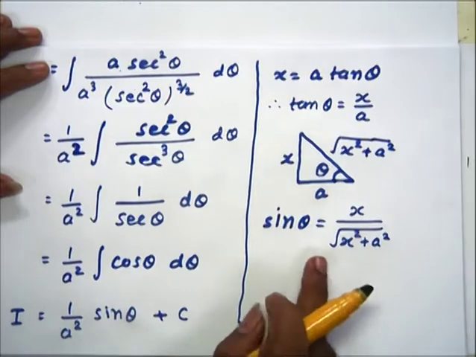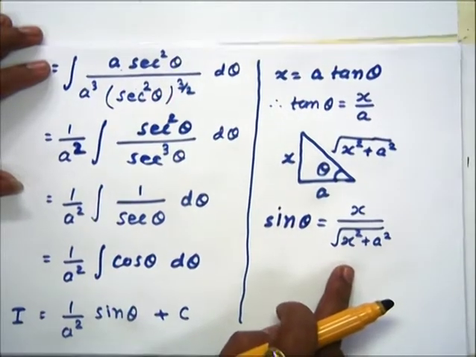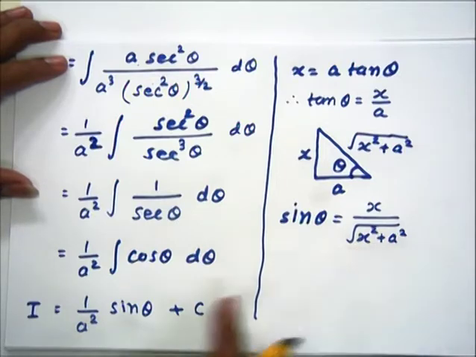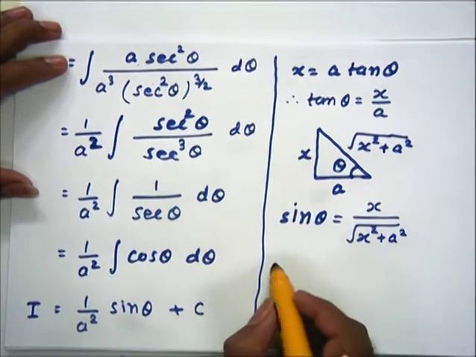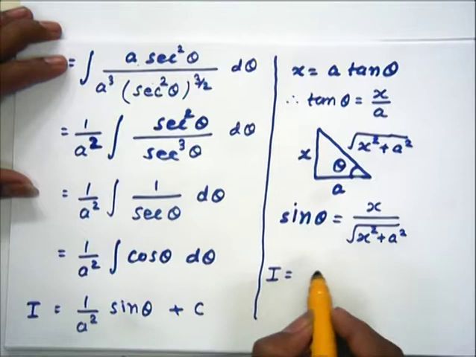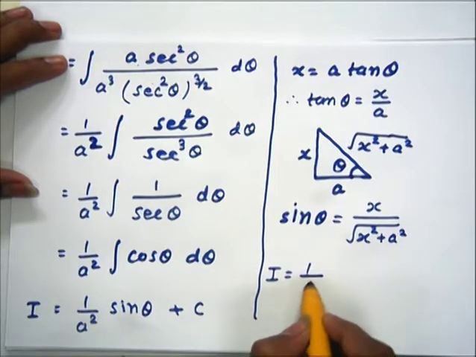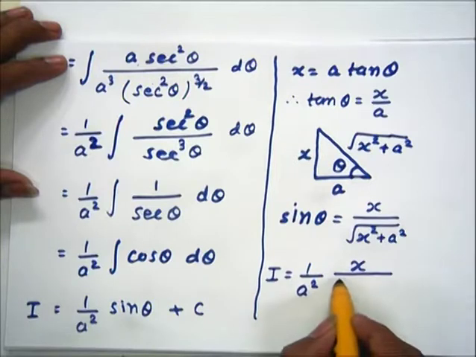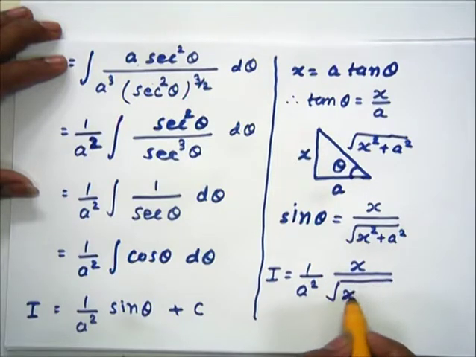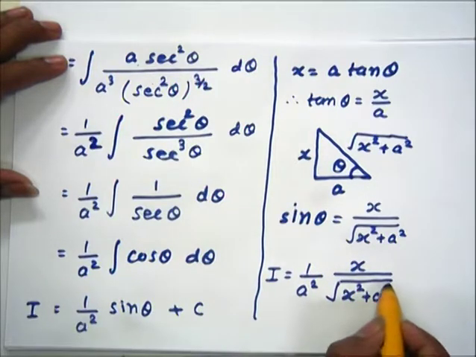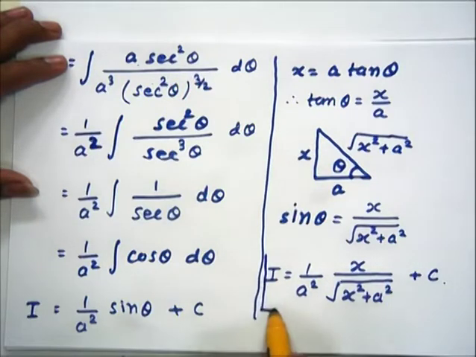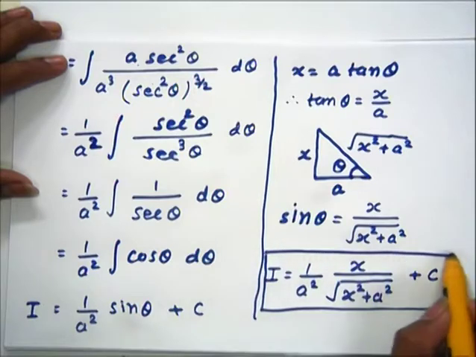Okay, now substitute this sin theta equal to x upon under root x square plus a square here. So we will get I equal to 1 upon a square, x upon square root x square plus a square plus c. So this is our answer.